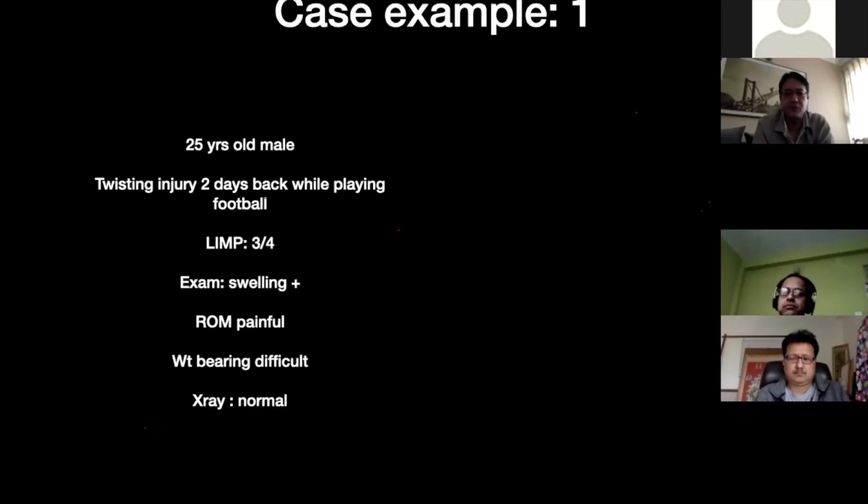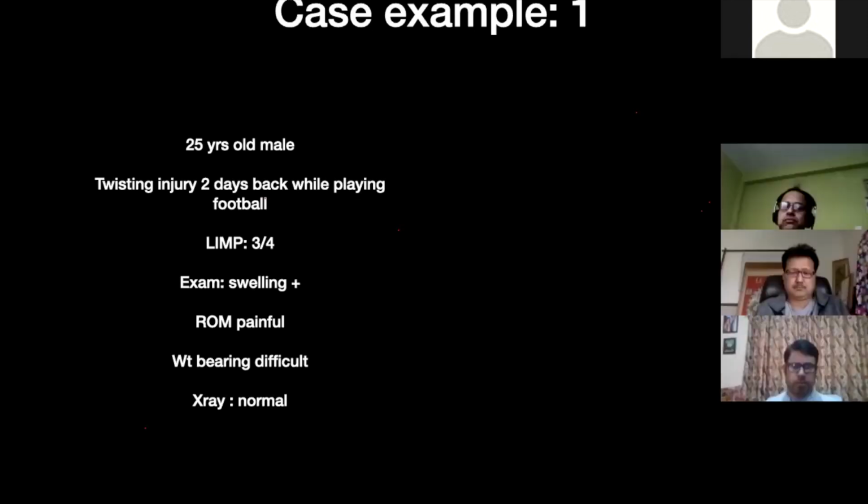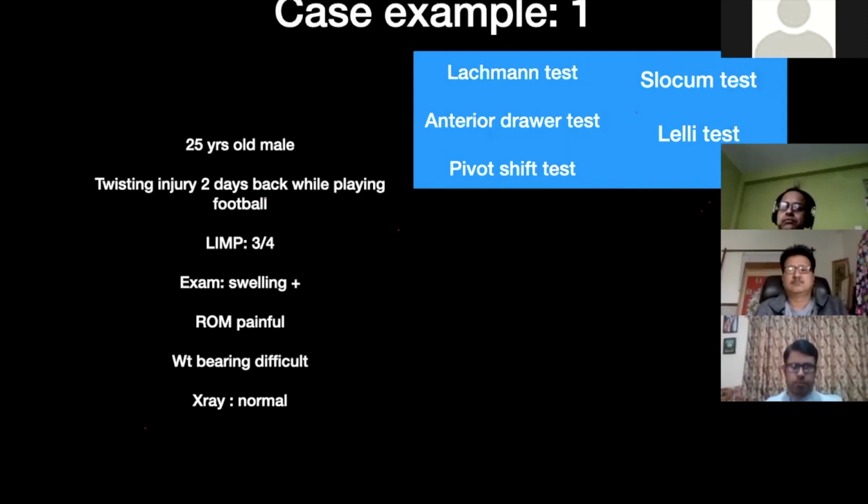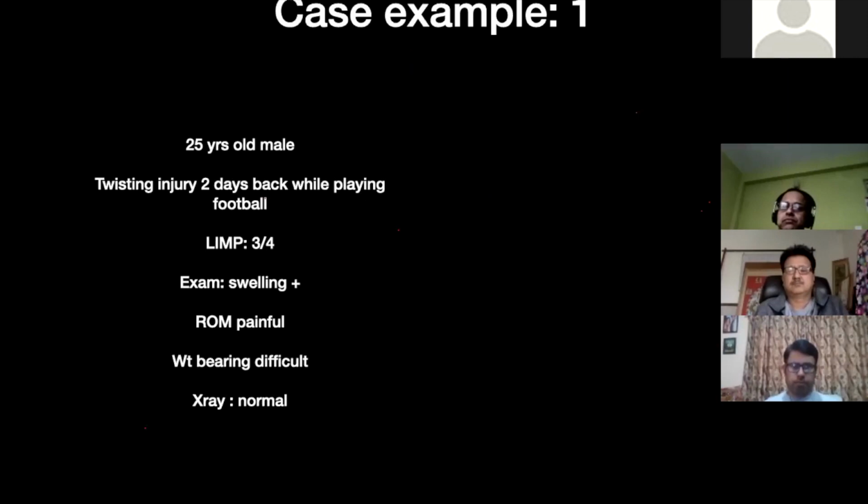Okay. So in a 25-year-old male with a twisting injury 2 days back while playing football, with a limb index of 3/4, there's swelling on examination and ROM is painful. So I would definitely do a Lachman test. I would try and palpate the medial joint line and the lateral joint line, a gentle palpation. And I think the only test that I would be able to do well is probably a Lachman test.